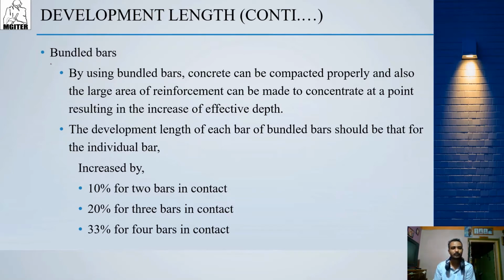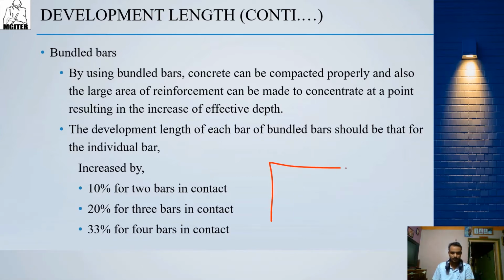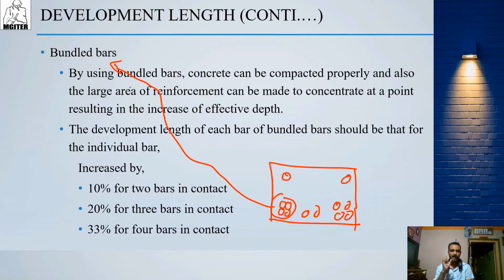Then after development length we have one more definition, which is bundle bar. So what is bundle bar? You can see here is a cross section of a beam and we provide reinforcement like this. These are the simple format which we provided. But in bundle bar cases, the reinforcement is provided like this. This type of reinforcement provided is called bundle bar. Bundle of bars.